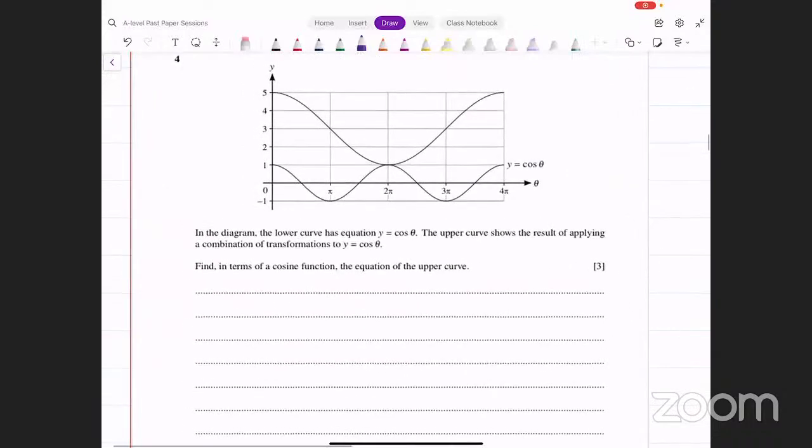Okay, this is question number 4. It says in the diagram, the lower curve has equation y equals cos theta. So this is the lower curve. इसकी equation उसने बताई है. This is y equals cos theta. The upper curve shows the result of applying a combination of transformations to y equals cos theta. Find in terms of a cosine function the equation of the upper curve. Okay, that's interesting.